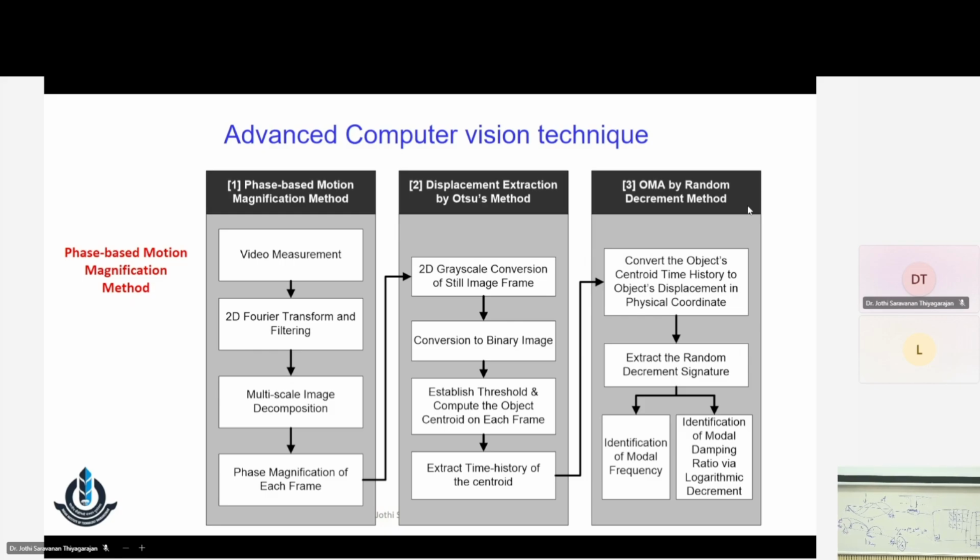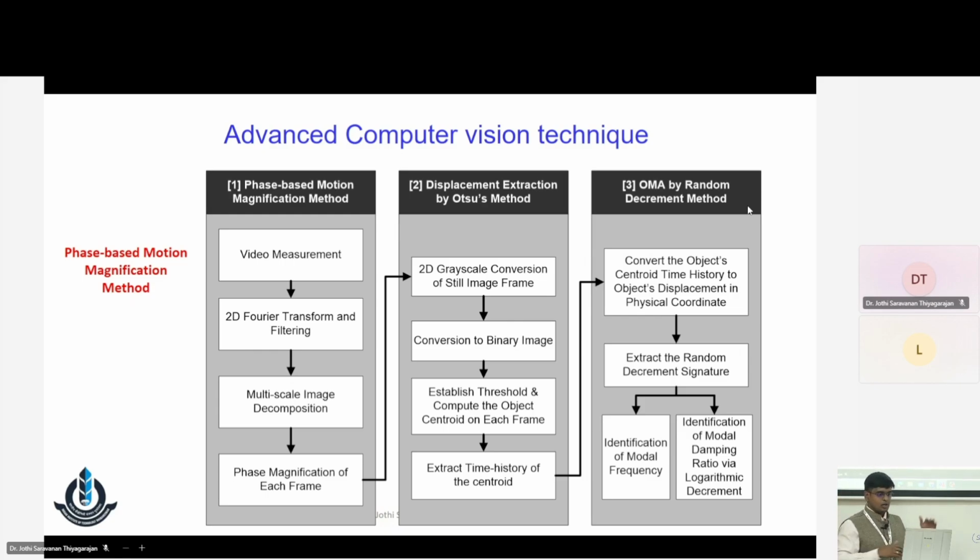Then we are going to apply some filtering. I will come back to this filtering. It's a normal band pass filter. I hope you understand what a band pass filter is. You have a low frequency cutoff and a high frequency cutoff. Then you have the multi-scale image decomposition, where we are using a complex steerable pyramid, one method we are using. Then you have phase magnification. For each frame I'm going to magnify that frame. I'm talking about one single frame, which I'm going to repeat for a number of frames, which is finally reconstructed into a video.